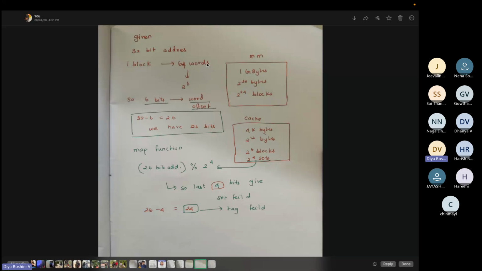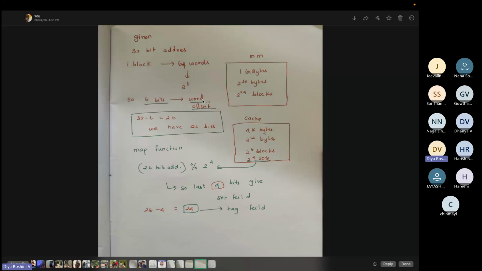I did not write it here. One block is 64 bytes. That's what they had given in the question. So 2 power 30 bytes divided by 2 power 6 gives 2 power 24. So I get the number of blocks in main memory. Was this clear?